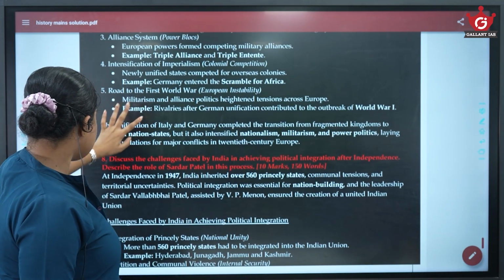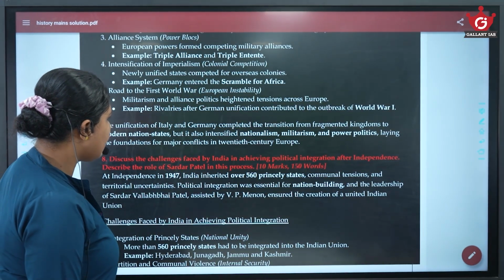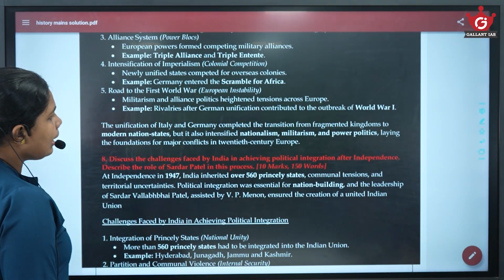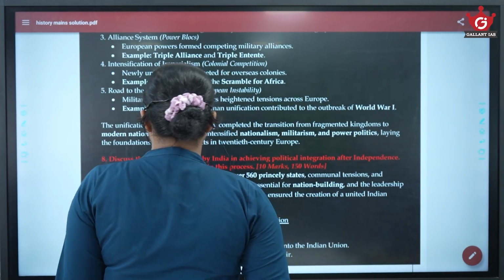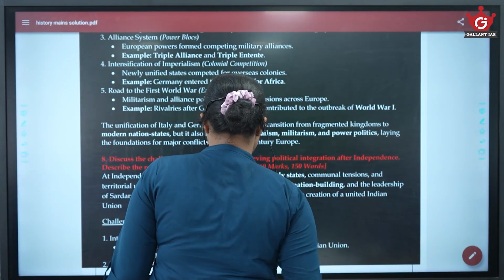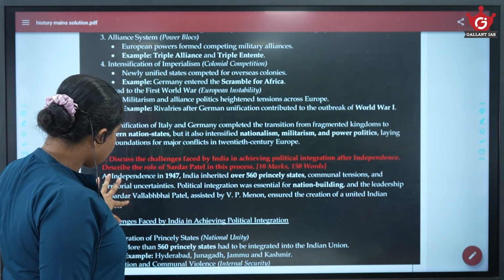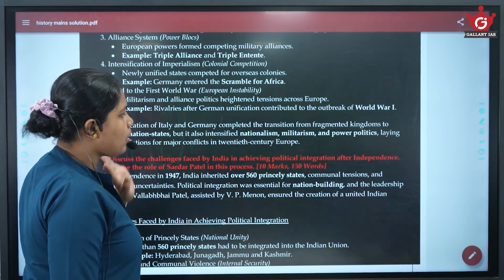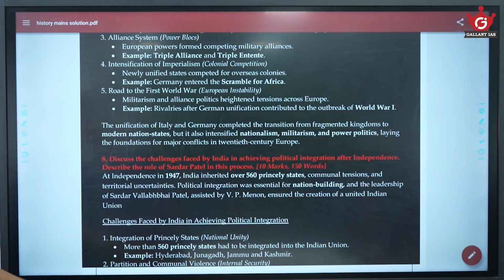The next question is, discuss the challenges faced by India in achieving political integration after independence. Okay, this is the first part of the question. And second part is, describe the role of Sardar Patel in this process. It's a 10 marker, 150 words question.